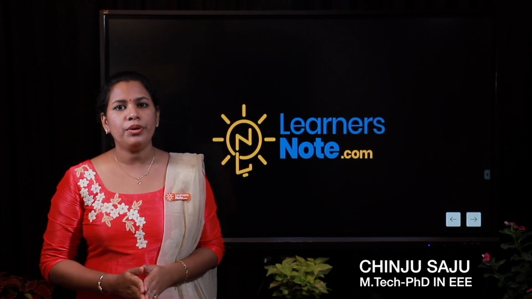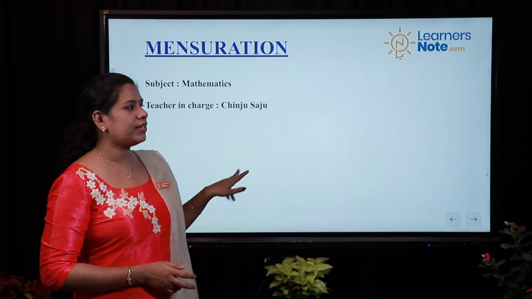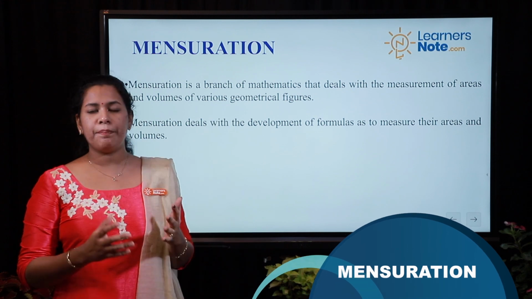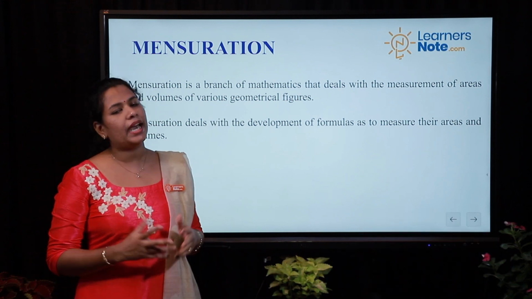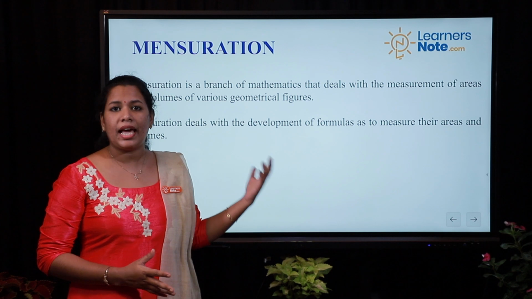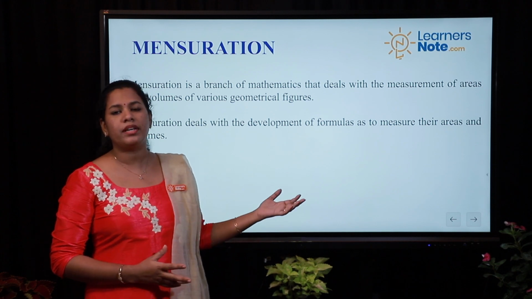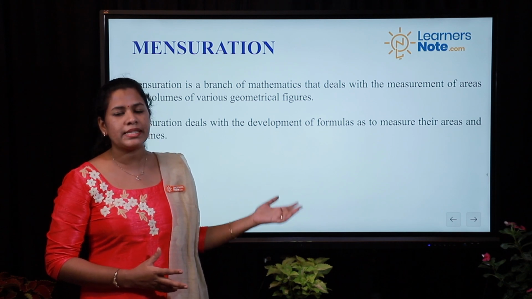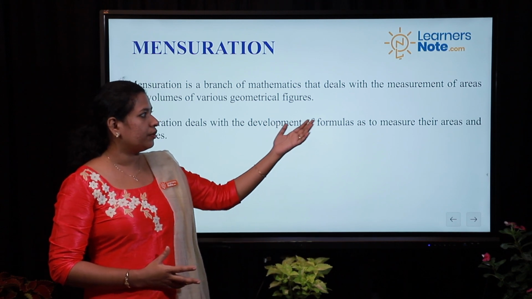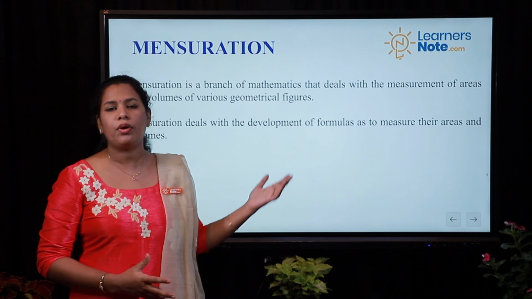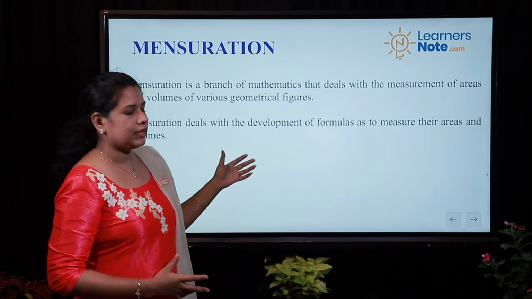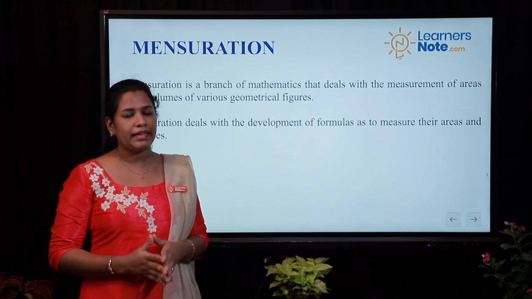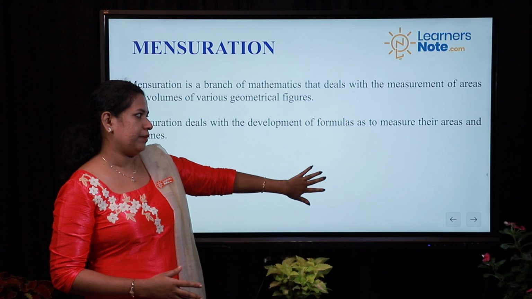Today, I am going to discuss an interesting topic, mensuration. Mensuration is a branch of mathematics that deals with how we can calculate the area, perimeter, and volume of different geometrical shapes. It deals with the development of certain formulas for finding area, volumes, etc.